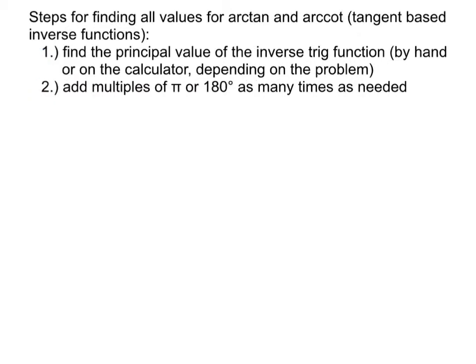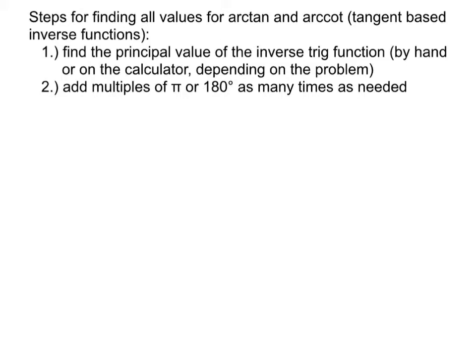So in the last one of these, we're going to talk about how we do this for arctangent and arccotangent. And this one is admittedly quite a bit different. There are only 2 steps. Step 1, you find the principal value. Step 2, you just add multiples of pi or 180. I'm going to do an example of this so that we can see it.